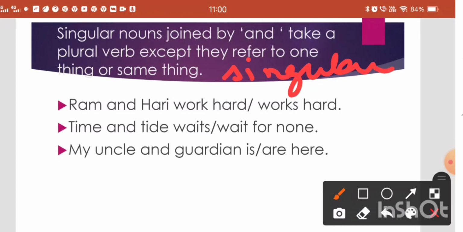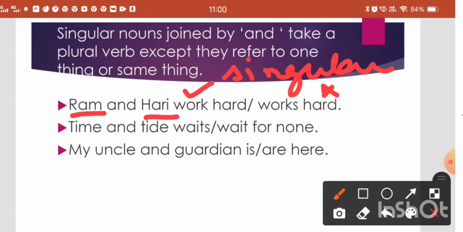So for example, "Ram and Hari": compound subjects. Two nouns are connected by "and". This is called compound subjects. So we are talking about two boys, plural number, so it will take a plural verb, that is "work hard", not "works hard".